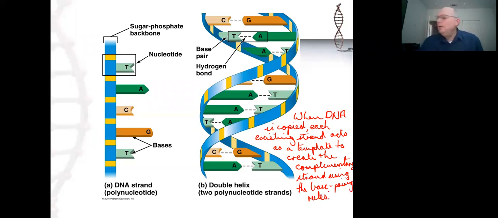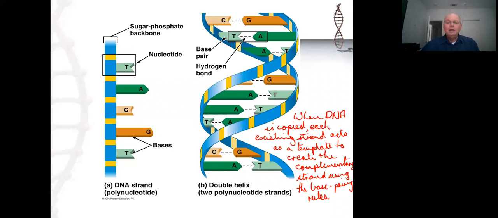so Watson and Crick actually first identified, and Watson and Crick, by the way, in case you don't know, are the two gentlemen who published the first description of what the DNA molecule looked like. In that paper, Watson and Crick actually suggested how DNA would be copied.